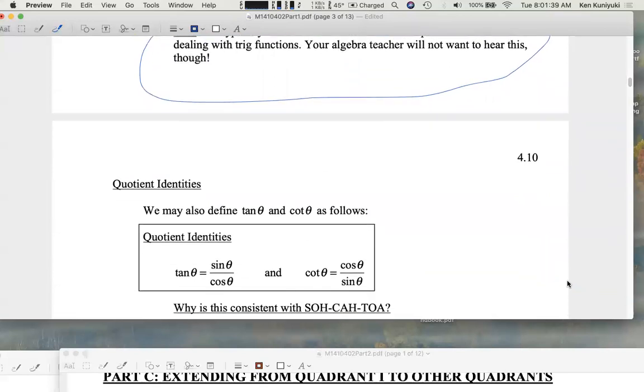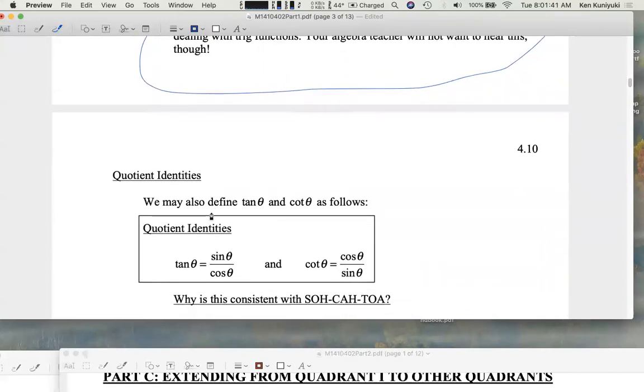Now, in addition to the reciprocal identities, the second group of identities we'll look at will be the quotient identities. We have 2 of these. Tangent of theta is sine of theta over cosine of theta. It's the quotient of these 2 basic trig functions of theta. Cotangent of theta is the reciprocal, so you just flip this fraction. Cotangent of theta is going to be cosine of theta over sine of theta. So it's helpful to remember tangent of theta is sine of theta over cosine of theta. For cotangent of theta, you take the reciprocal.